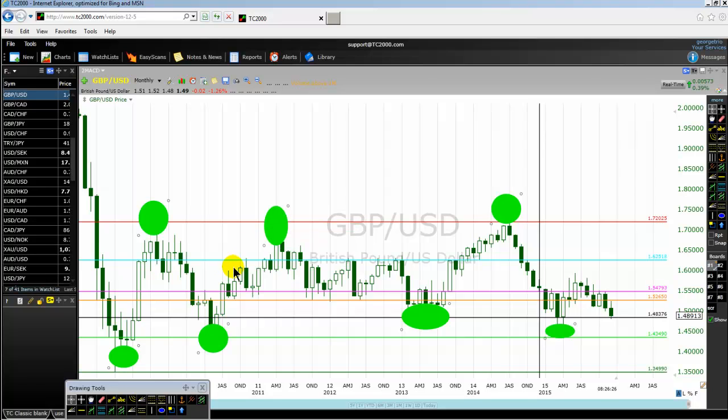support and resistance levels or key levels around the major turning points on the monthly chart. Does it make sense? So that's what I do on the monthly chart, paying attention to the price itself.